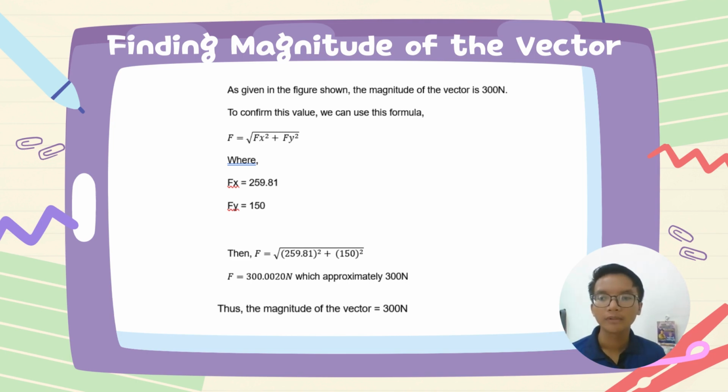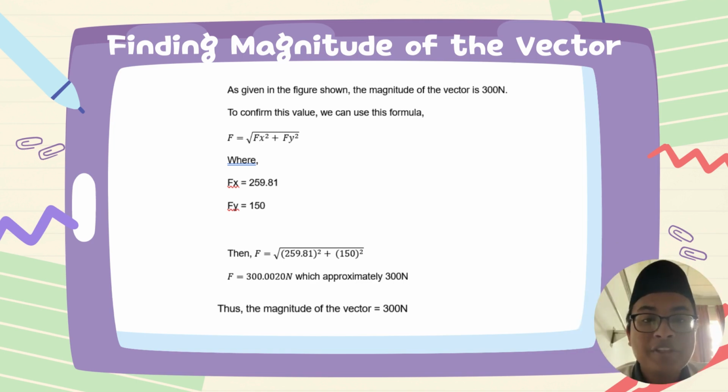So F equals the square root of Fx squared plus Fy squared, where Fx we have already done before this, which is 259.81, and Fy equals 150. Then we substitute both values in the equation and we get 300.020, which is approximately 300 Newton. So this proves that the magnitude of the vector is 300 Newton.